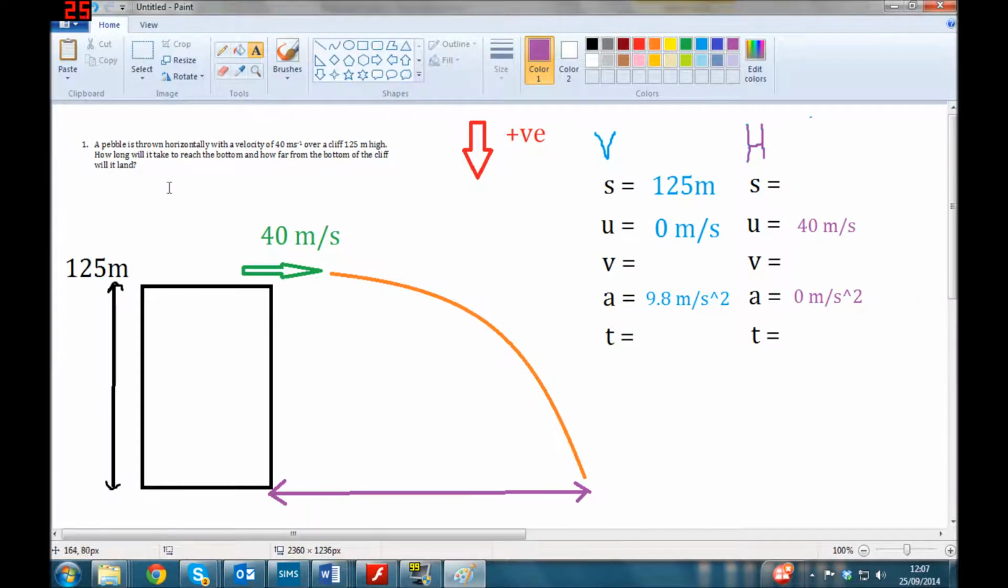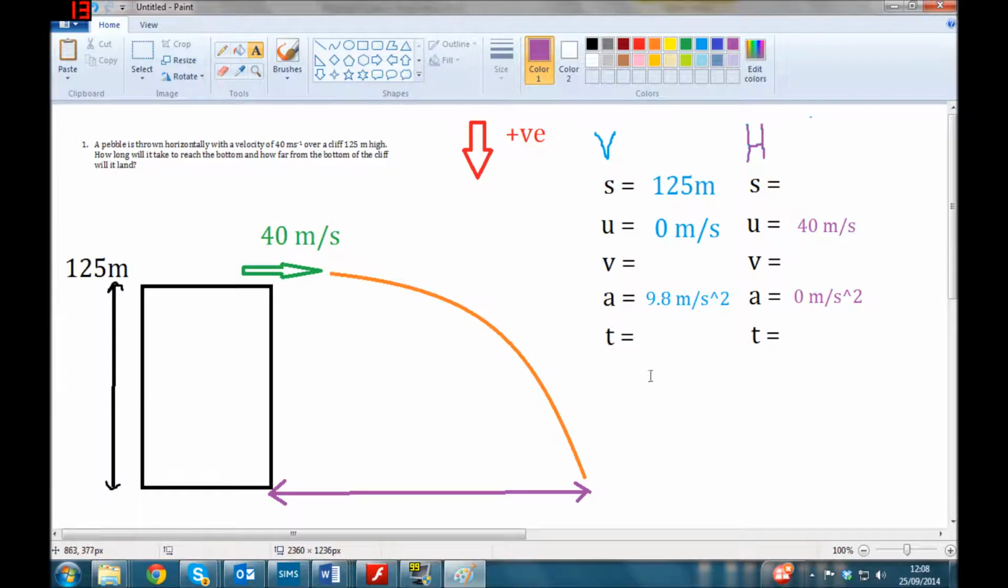The reason for that is there is no horizontal force acting. Yeah, there's air resistance, but we ignore that in A-level physics. Finally, do I know the time? No, I don't. So I look at vertical and horizontal and I say, well, I know a little bit more information about the vertical, so I'm going to use that to try and solve this question.